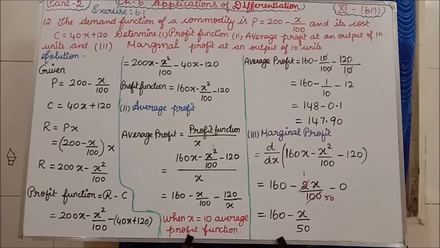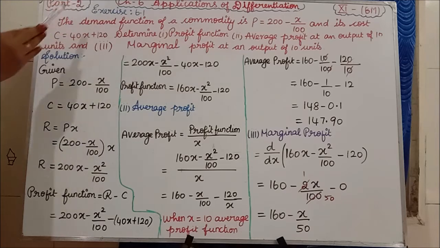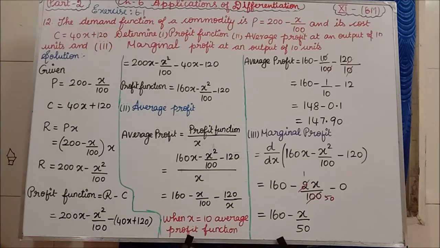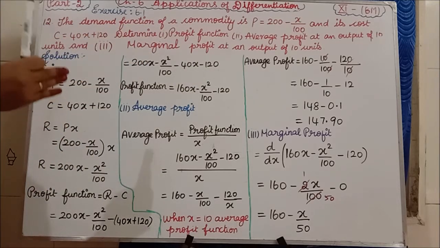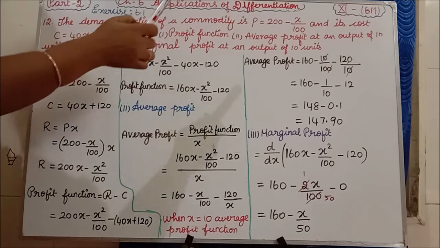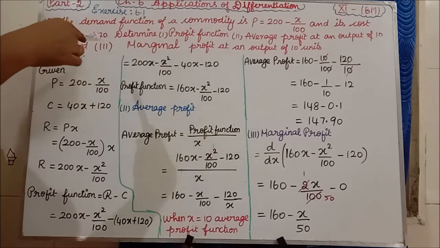In exercise 6.1, next we are going to see the 12th question. The demand function of a commodity is P equal to 200 minus X divided by 100 and its cost is C equal to 40X plus 120, where P is the unit price in rupees and X is the number of units produced. We have to determine the profit function. The second subdivision is the average profit at an output of 10 units. The third subdivision is marginal profit at an output of 10 units. Still one more subdivision we have.